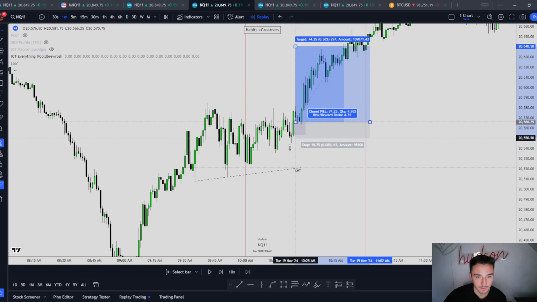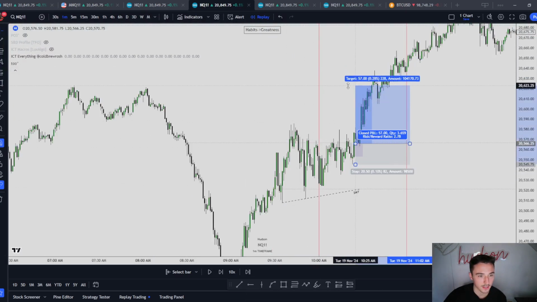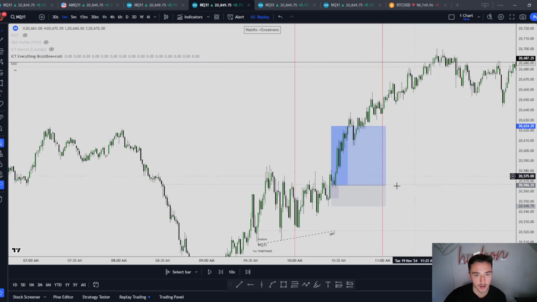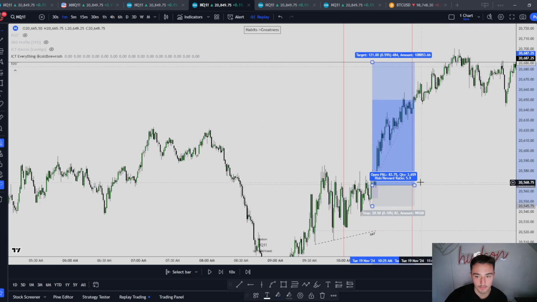Entry. Stop loss can be down at this low. Here, on the 1 minute, you might want to have it at the swing low, right? Then you can target these equal highs, 2.8R, or London highs, 5R, right?